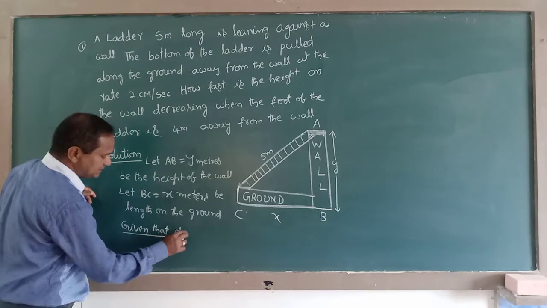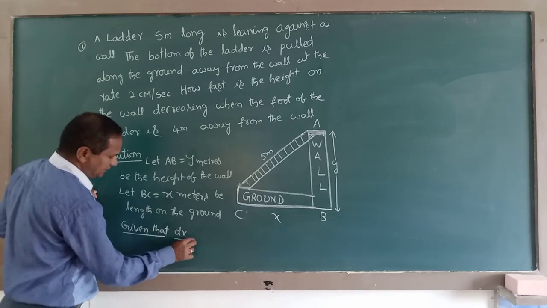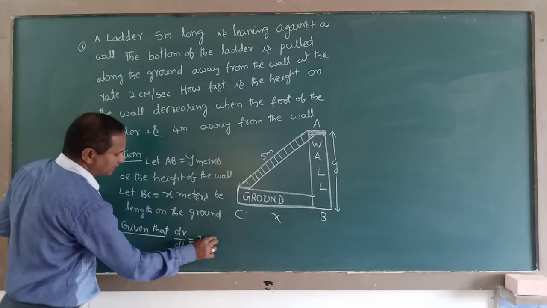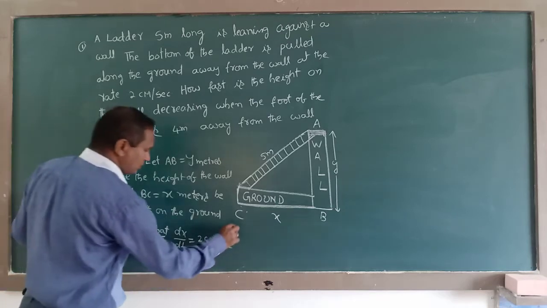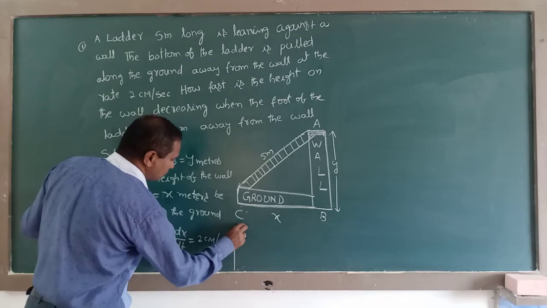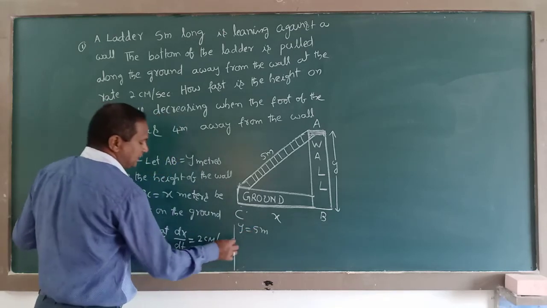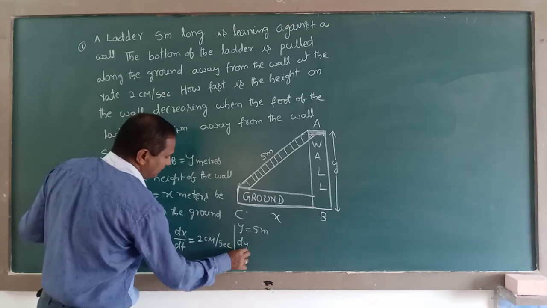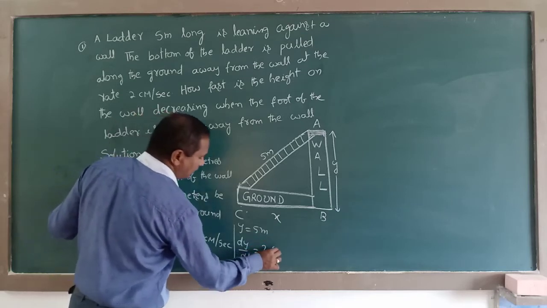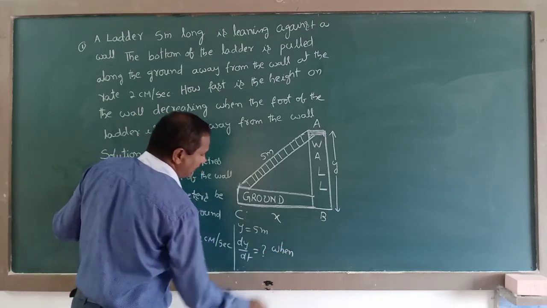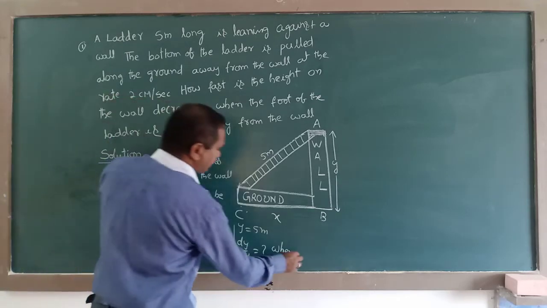dx by dt is equal to 2 centimeter per second. And also they gave here y is equal to 5 meters. And they are asking here dy by dt is how much, when x is equal to 4 meters.